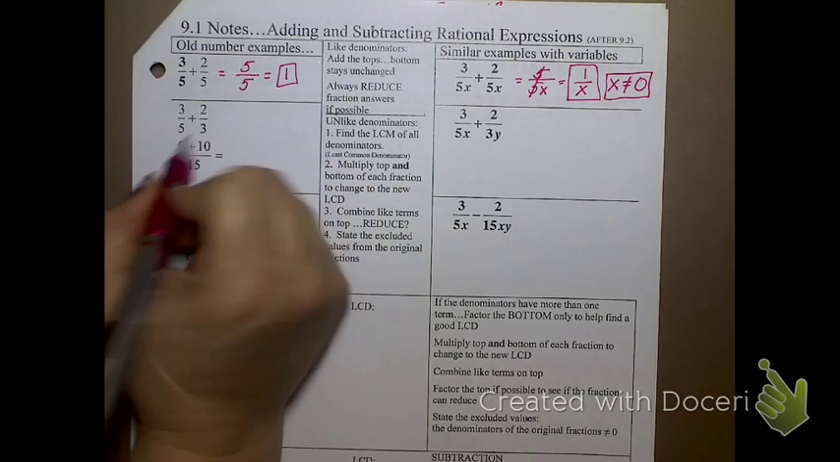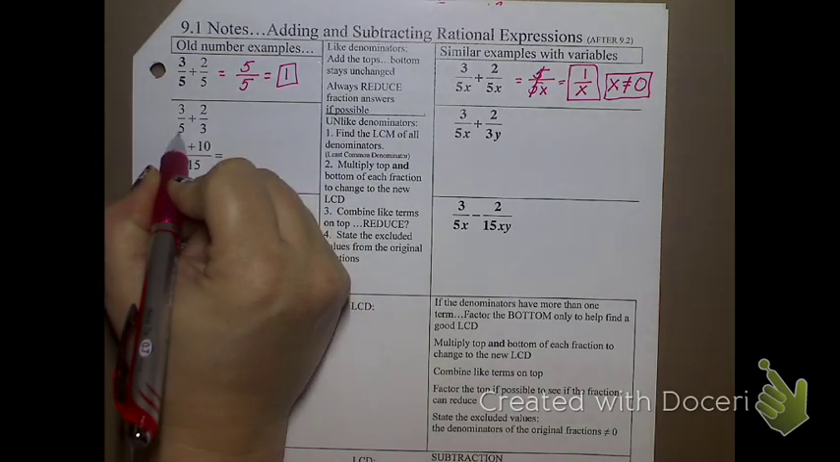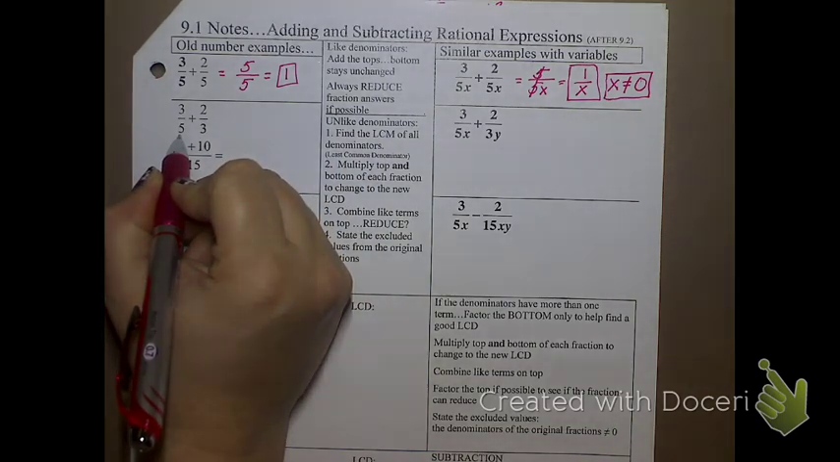Now, when we're talking about plain old numbers, I always like to think, okay, what is the smallest number that can be divided by both 5 and 3?